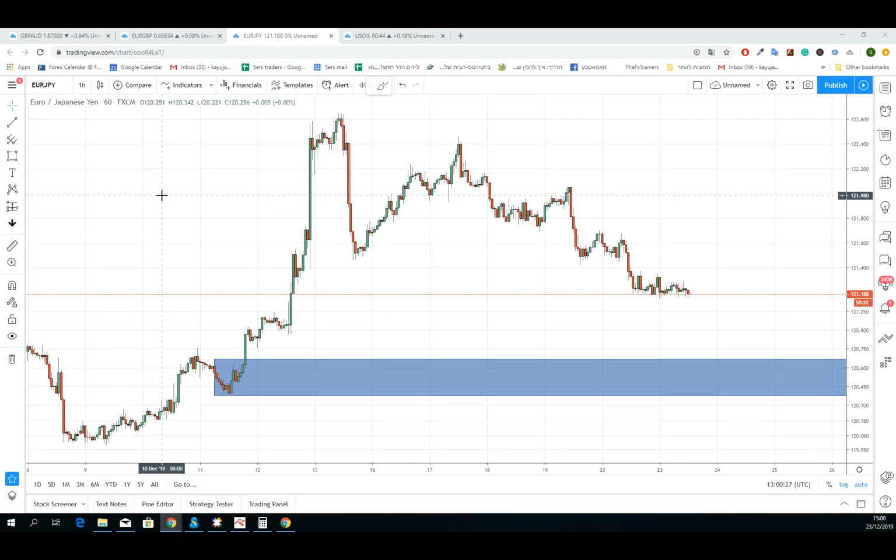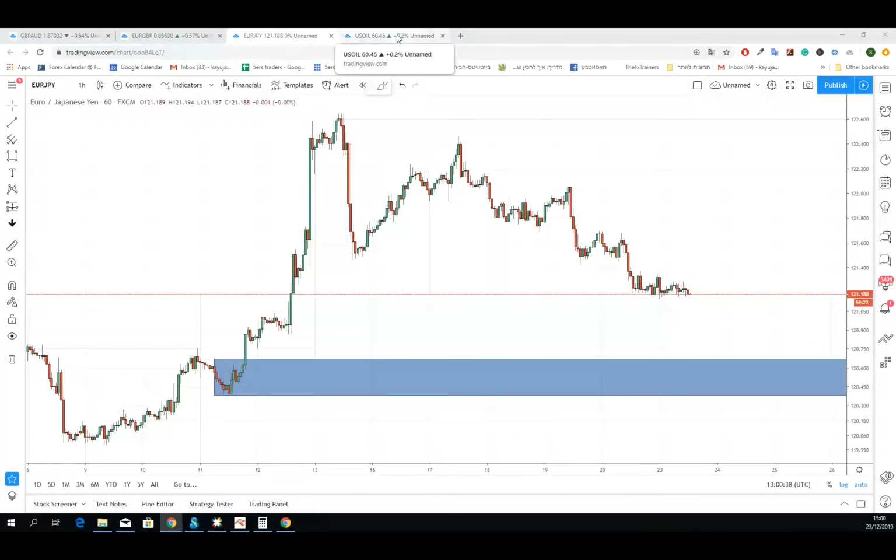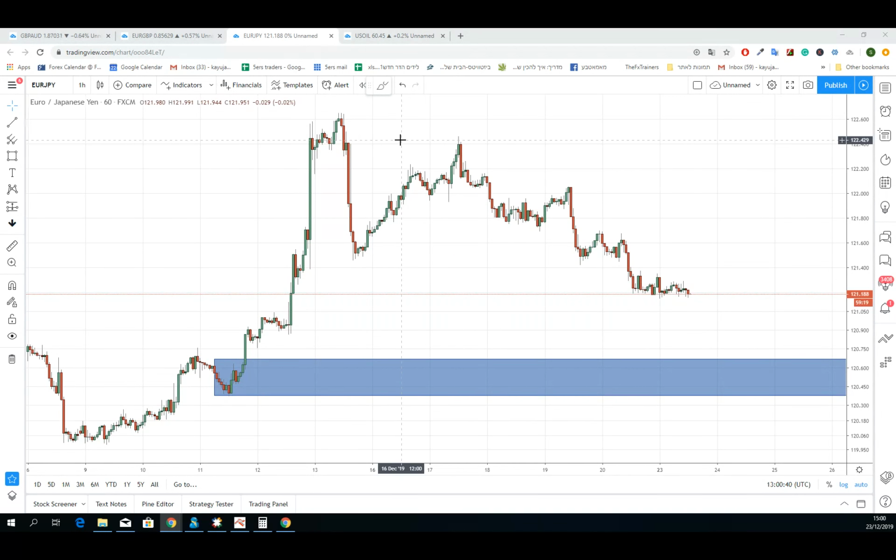This week I will review the GBP AUD, Euro Pound, Euro Japanese Yen, and I pick one of the commodities, which is the US oil.